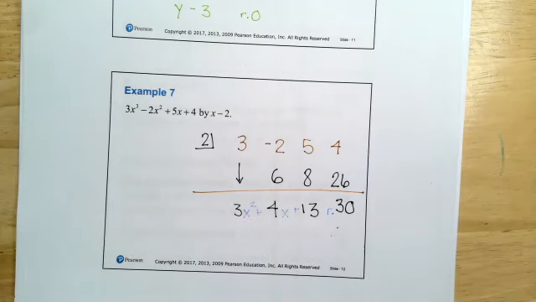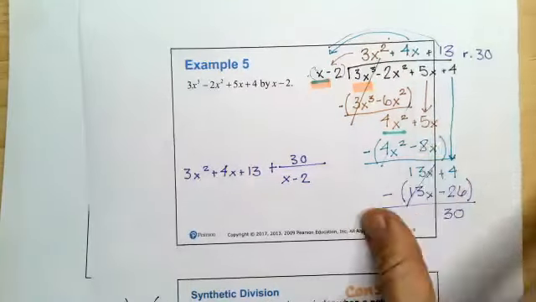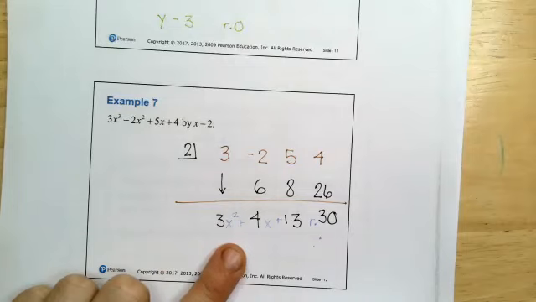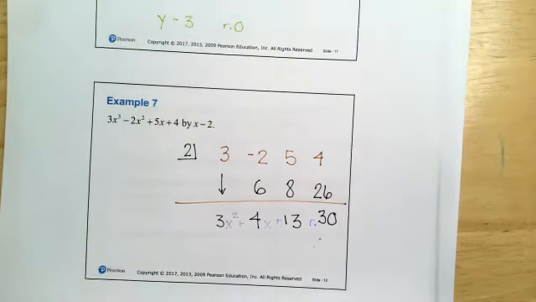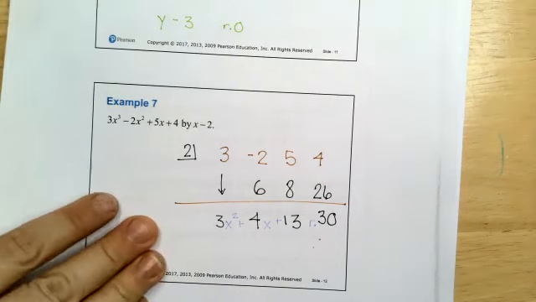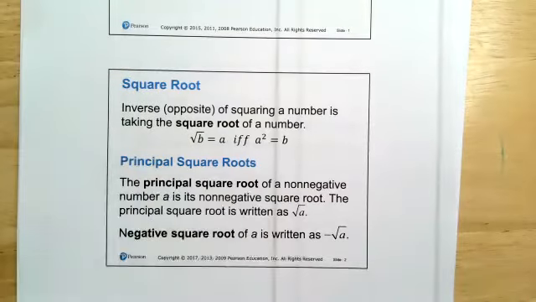But regardless of whether you found it by regular division or synthetic division, you got the same answer, right? 3x squared plus 4x plus 13, remainder 30. So that's how synthetic division works. Sorry to explain all that division and then just do the synthetic division so quickly at the very end.